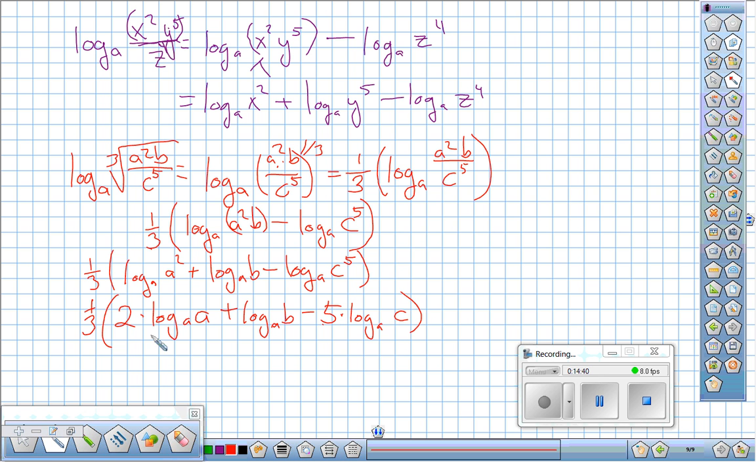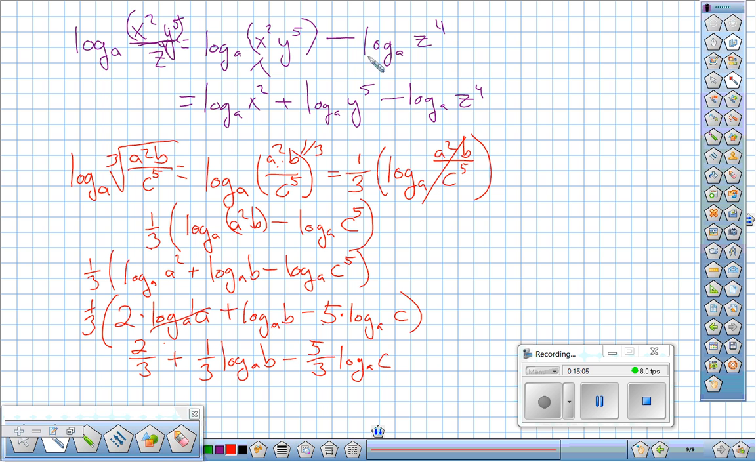And then I distribute this 3 throughout things. So I have 2/3 log base A of A, which is actually going to simplify to 1, so it'll just be 2/3 there. And then plus 1/3 log base A of B minus 5/3 log base A of C.